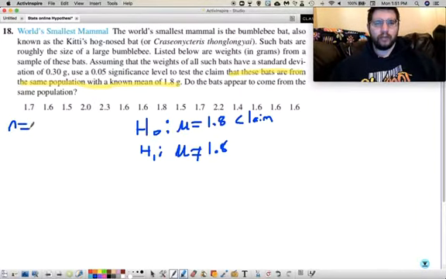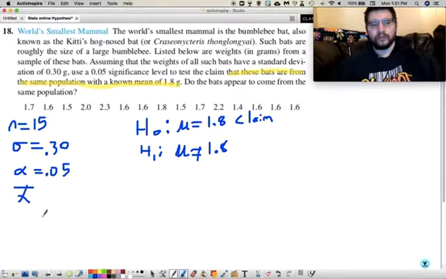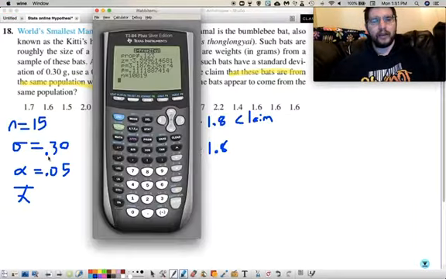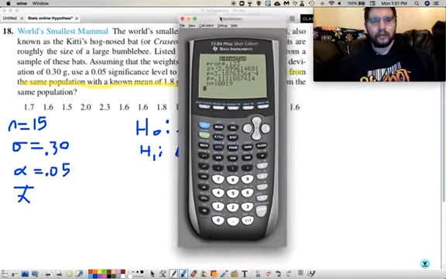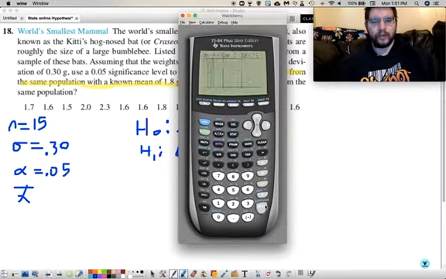So first I'm going to write down what I do know. 1, 2, 3, 4, 5, 6, 7, 8, 9, 10, 11, 12, 13, 14, 15 for N. They give us sigma as 0.30. Alpha is 0.05. And we'd have to calculate X bar. So I'm just going to do this whole thing in the TI to save some time and length of this video. First thing I'm going to do is go to the top, clear, enter. Type it in.